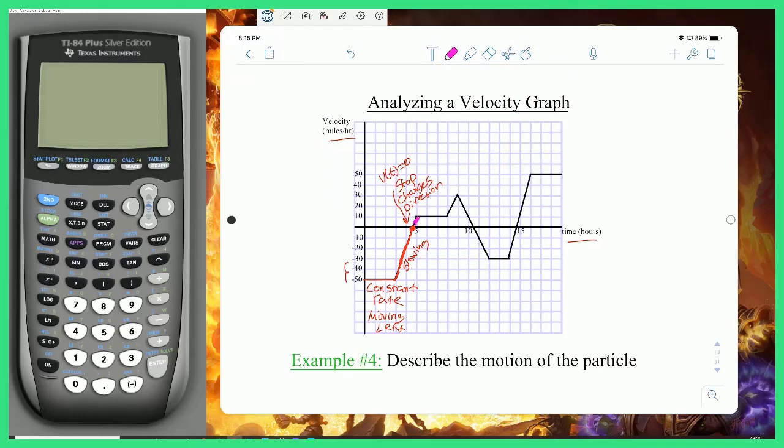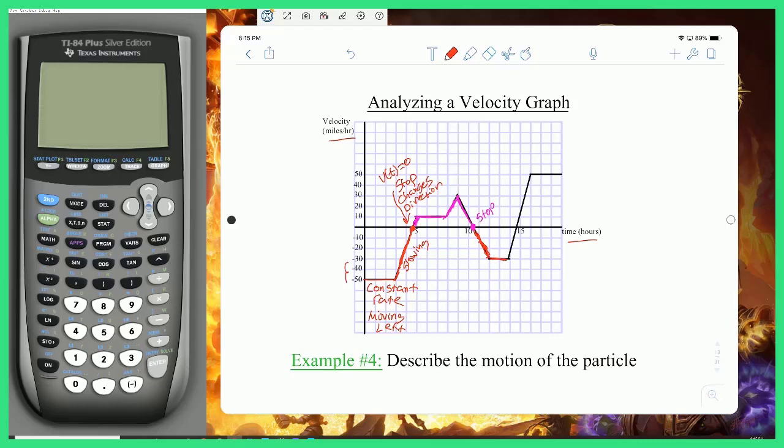All right? So now, this pink interval, I'm moving to the right, in a positive way. I'm increasing speed. But then from here to here, this interval, I'm still moving right, but I'm moving at a constant 10 miles per hour. Then I'm decreasing, still moving right. Right here, I stop, and I change direction. And now I'm going to be moving left at an increasing speed, still moving left.